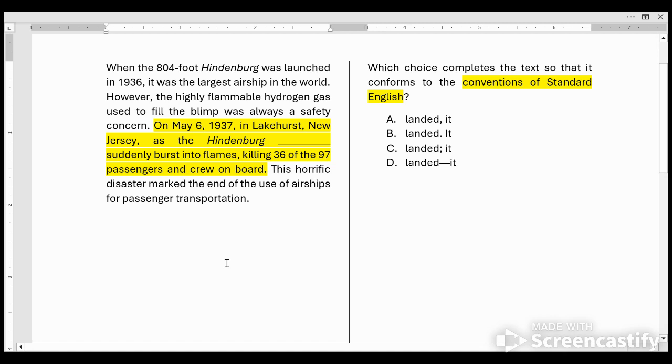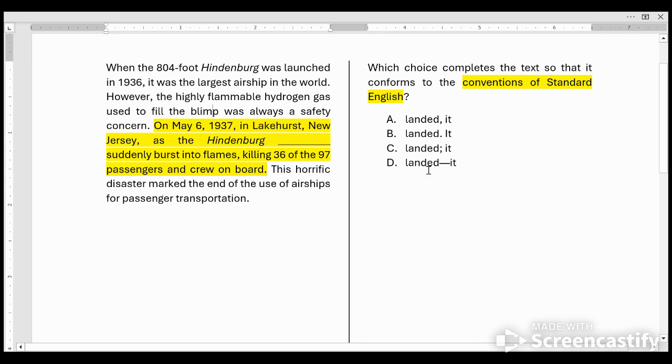But let's hyper-focus on what we've highlighted here, which is the most important part. Now, when you're doing the standard English questions, the grammar questions, just zero in on that most important sentence you're looking at here. You don't usually need anything else outside of that particular sentence. So when it says, on May 6, 1937, in Lakehurst, New Jersey, as the Hindenburg landed, it suddenly burst into flames. Now, you can see here they give us a number of options.